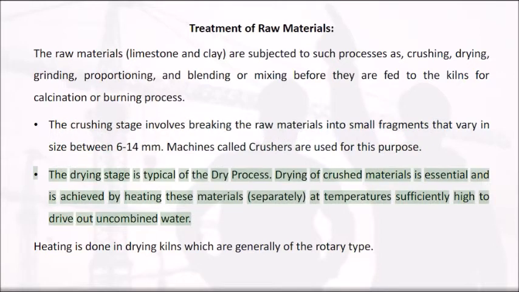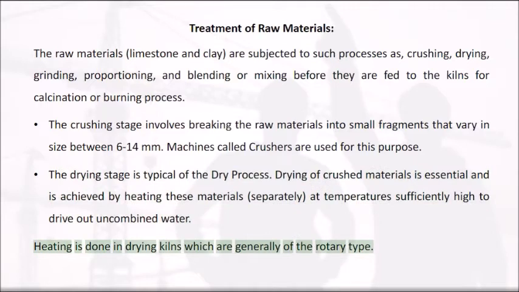The drying stage is typical of the dry process. Drying of crushed materials is essential and is achieved by heating these materials, separately, at temperatures sufficiently high to drive out uncombined water. Heating is done in drying kilns which are generally of the rotary type.